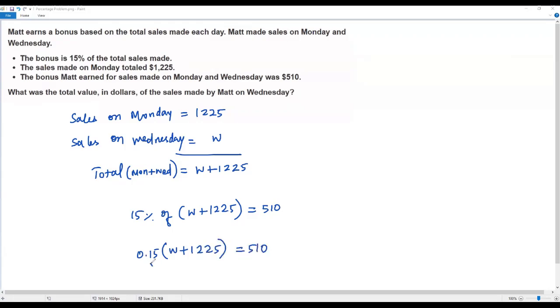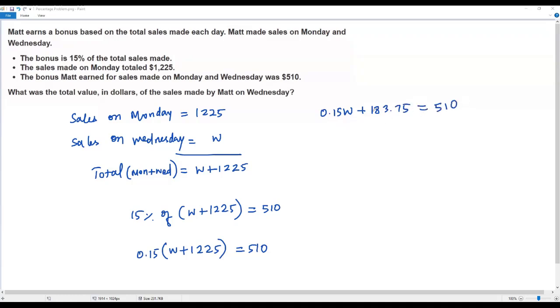Okay, now we have to distribute this 0.15 to this W and 1,225. When I distribute this 0.15 to W, I'm getting 0.15 times W. When I distribute this 0.15 to 1,225, I have to multiply these two values. When I multiply 0.15 and 1,225, I am getting 183.75. On the right side, we have 510.